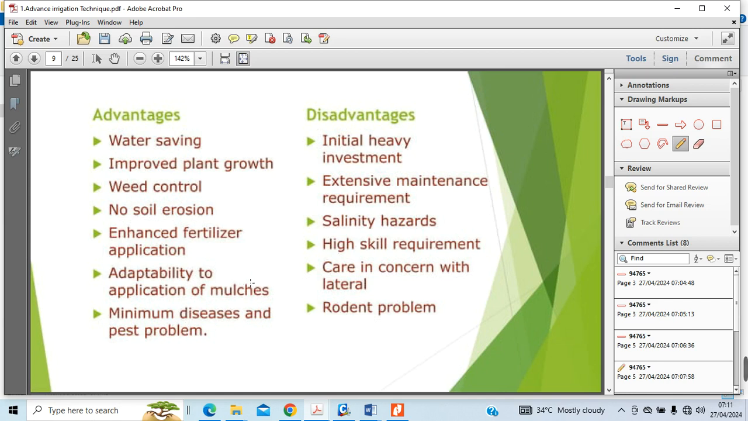Adaptability, application of mulches, the care concern with the lateral. Lateral means that's in slide 1. Minimum decision based problem, rodent problem.